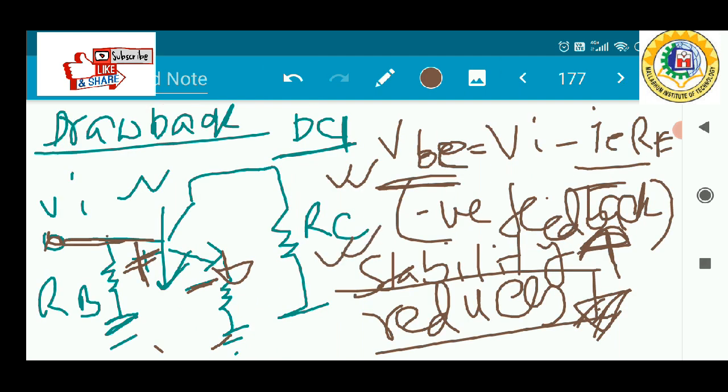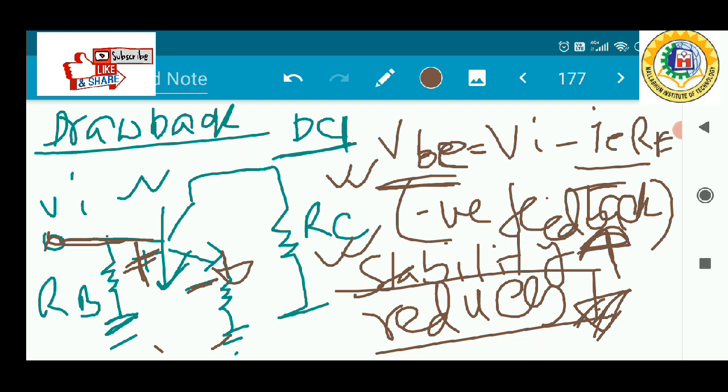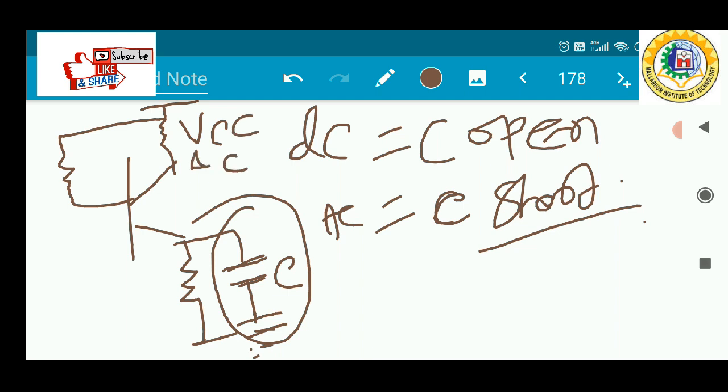So hope you understand the point: the advantage of connecting the emitter resistance is to improve the stability, but we found that if you improve the stability, then the gain is reduced when you consider AC. Now just by connecting a capacitor across this, we have also eliminated the problem. So that is the complete circuit. This is your RC, this is your RB, and this is your RE, and the capacitor is connected across here, so that we can faithfully amplify the signal. Hope you understand this. Thank you.